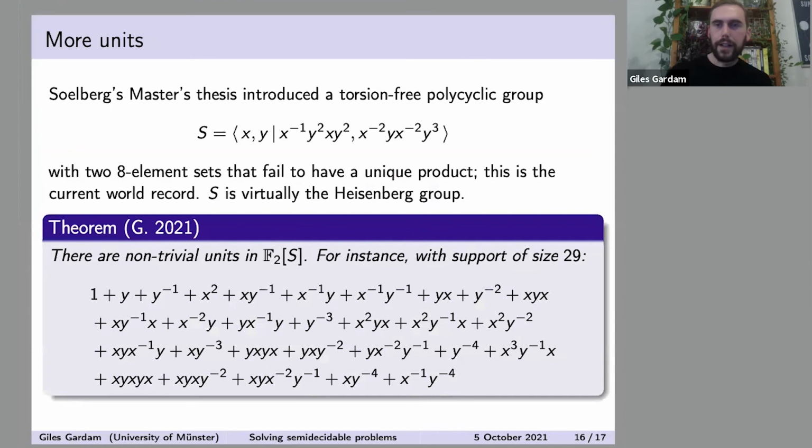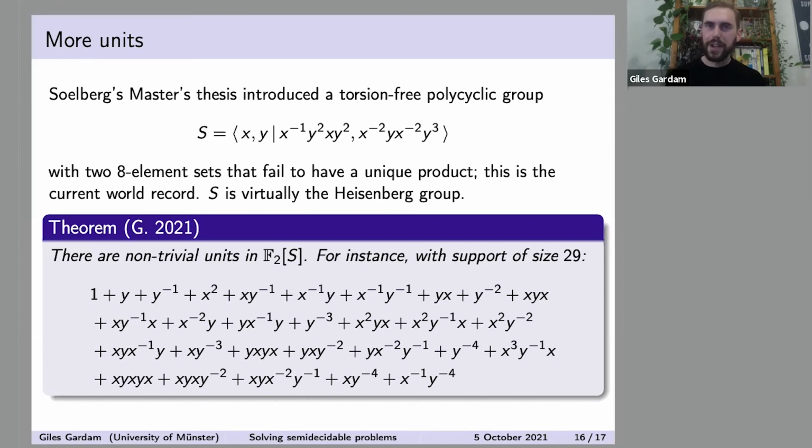So I don't really have a conclusive comparison between this and other methods, but certainly it seems to be very powerful. And finally, since the method to produce non-trivial units is so general purpose, perhaps it's not so surprising that it does work at least on one more group. In Lindsay Soldberg's master's thesis, she introduced this torsion-free polycyclic group, which I'll call S. It has this very short presentation.